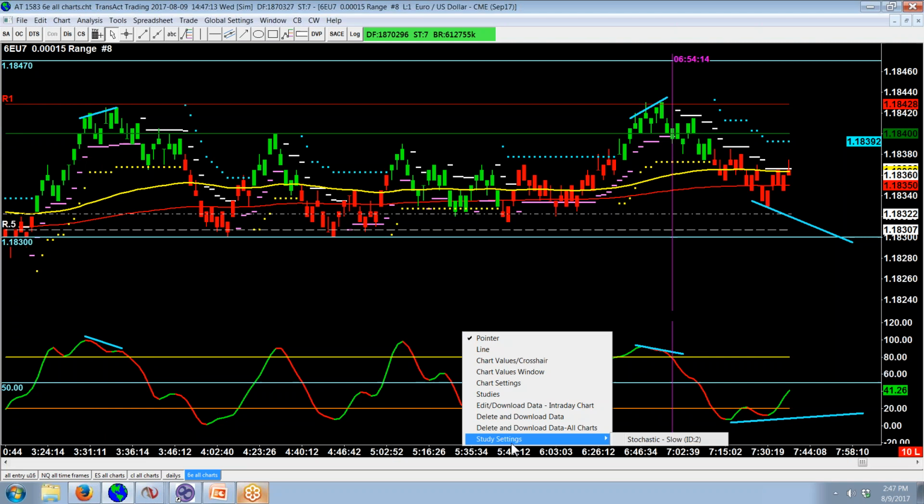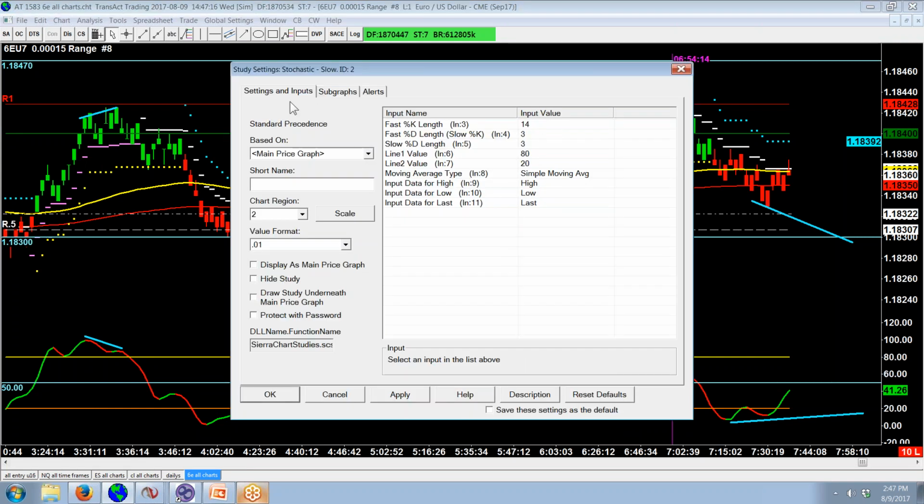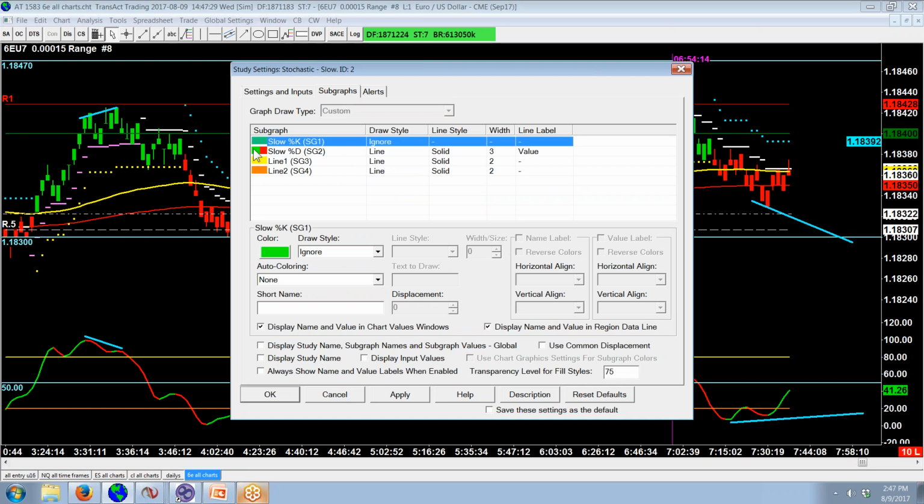And this is Sierra that you're looking at. So this is a slow stochastic, and the settings that I use are 14 for fast K, 3 for fast D, which is the same as slow K, and then 3 for slow D. I use 80 for overbought, 20 for oversold, and I'm only drawing the slow D line. You can draw them both, you can do whatever you want, but that's the only line that I'm drawing.